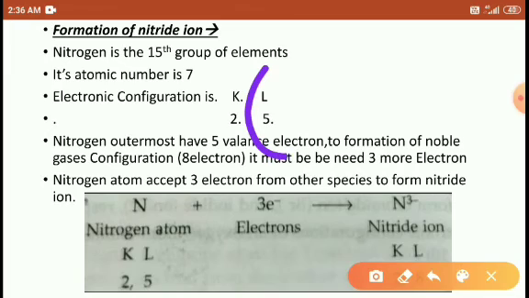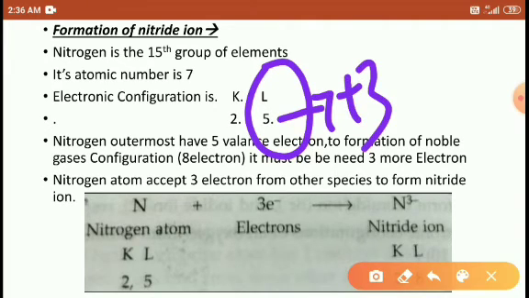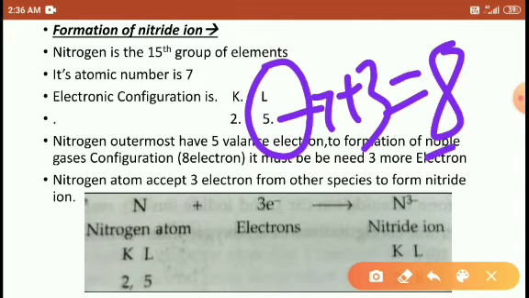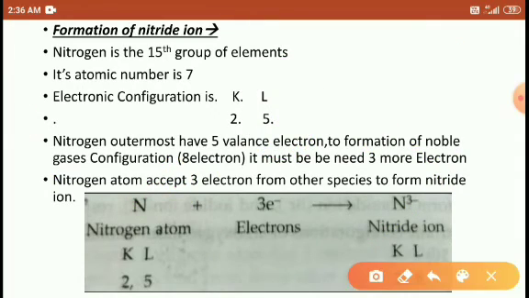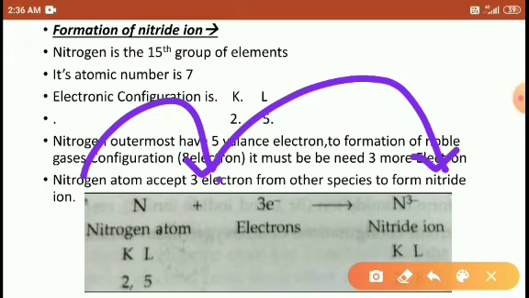So that's why, the outermost shell has 5 electrons. These 5 electrons accept 3 more electrons. After accepting 3 more electrons, it becomes 8. 8 is the noble gas configuration, 8 electrons, and it becomes stable. Right, students? So a nitrogen atom accepts 3 electrons from other species to form the nitride ion. Right? Nitride ion.